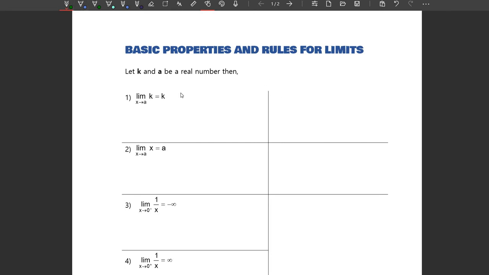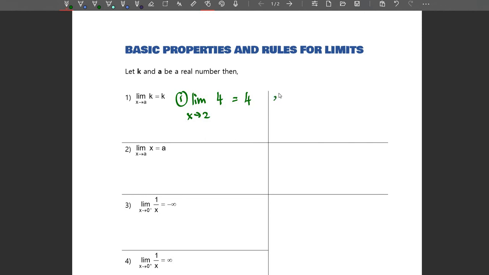Let's look at the first example. I will write the example and explain why the rule applies. We have the limit as x approaches 2 of 4. There is no x where we can substitute the value 2. That's why here we have 4 back again.